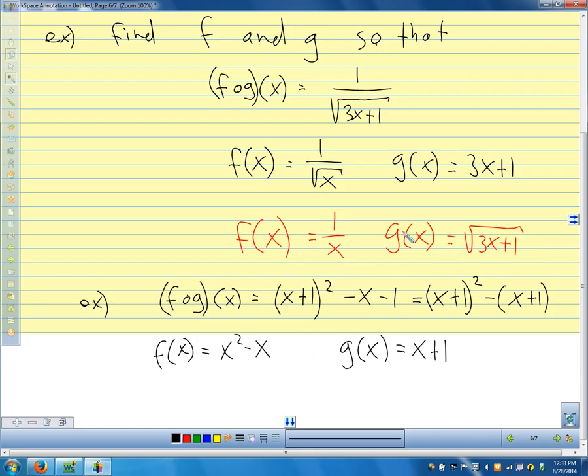Again, in calculus, finding the functions that make a composite function is an important skill to have. All right.